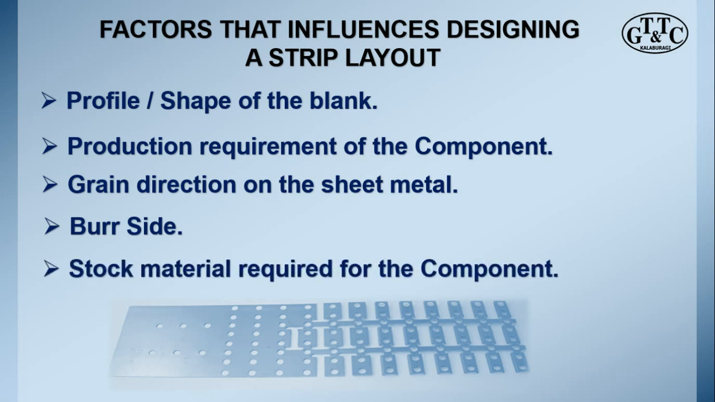Then, the material required for the component. A different material has to be planned according to the requirement of a component. And sometimes in case of mass production there will be a continuous length of this material, or in case of a small production there might be clusters of different strips for making the production in the strip layout. That's how the stock material also influences the designing of a strip layout.